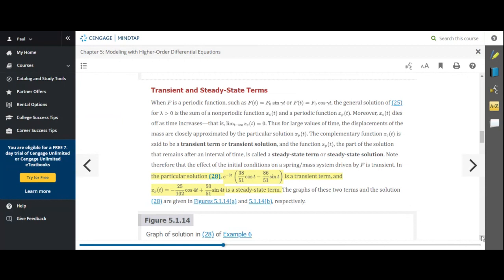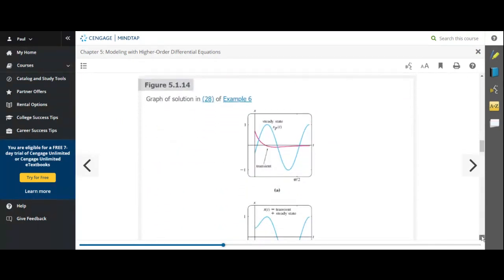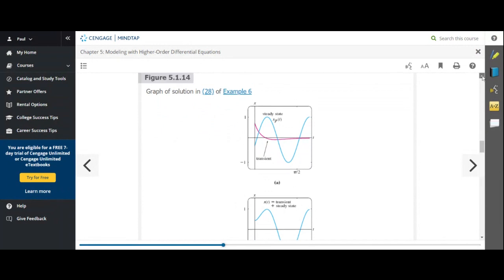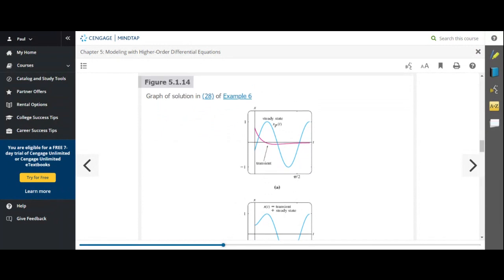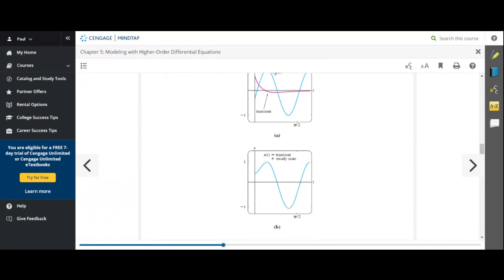Let me show you the graph. Okay, of the steady state and transient solution. And of course, the actual solution, which is the sum of the transient and steady state solution, is right there in figure 5.1.14b.